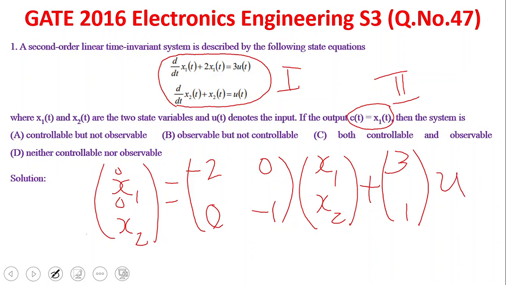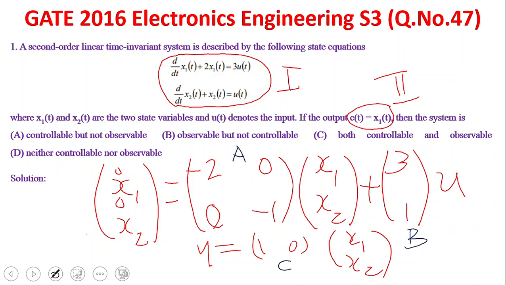I think you are able to understand. So x1 dot is minus 2x1 plus 3u. x2 dot is minus x2 plus u. Then the output equation: normally we use the form y is equal to Cx. So y is x1 of t, which is 1, 0 times x1, x2. Now we can check that this is matrix A, this is matrix B and this is matrix C. Now matrices A, B and C are found out.